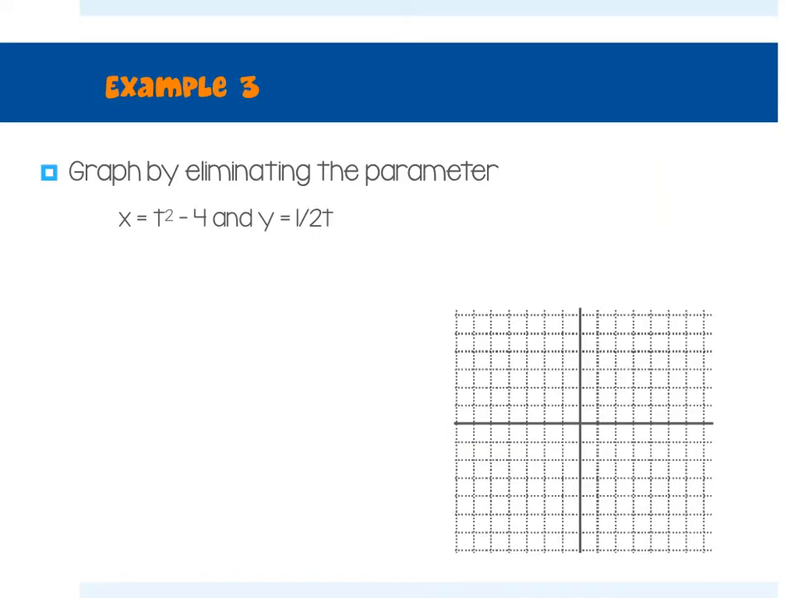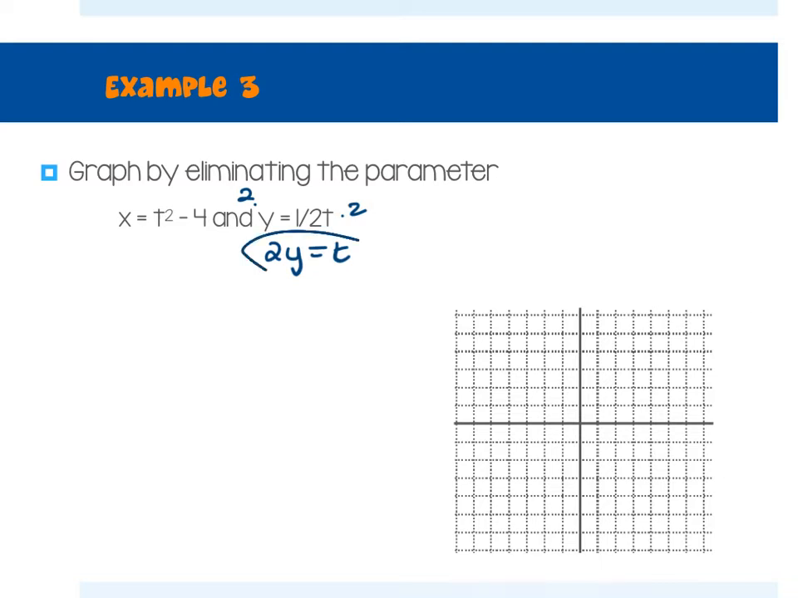So it says graph by eliminating the parameter. We have two equations with three variables, right? And the goal here is to get rid of t. So I want to look at one of these equations and say, what's the easiest one to solve for t? If I wanted to solve for t for the x one, I'd have to add the 4 and then square root it. If I want to solve for t on the y, all I have to do is multiply by 2 on both sides. So I'd get 2y equals t. So step 1 is figure out which one you want to solve for t.